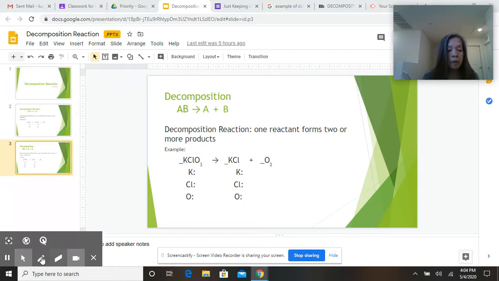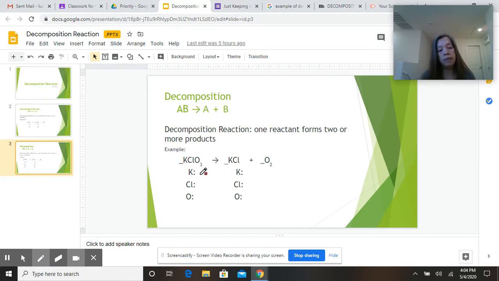Now, let's start the balancing by writing down the number of atoms at the bottom, and then to balance it, we use coefficient numbers by trial and error. Okay, so let's start with potassium. So there's only one potassium, only one chlorine, and three oxygen. This is the reactant side. Now let's go to the product side. As we can see, we have one potassium, one chlorine, and two oxygen.